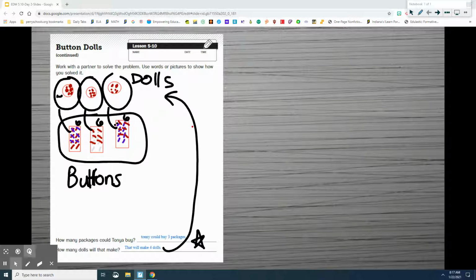The way they got the 4th doll was by looking at the 2 left over here, the 2 left over here, and then the 2 left over here. So with the 2 left over, we're going to make 6 buttons for a 4th doll. So the correct answer is 3 packages will make 4 dolls.